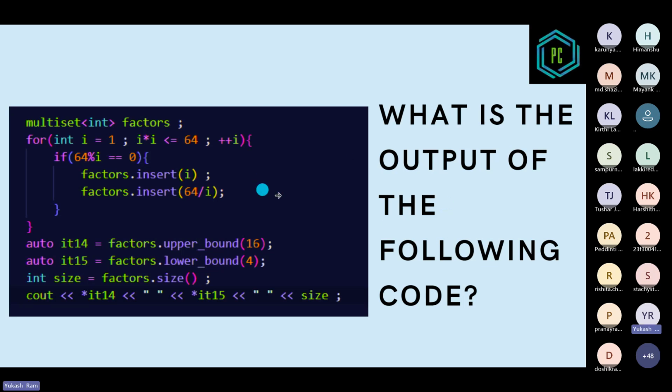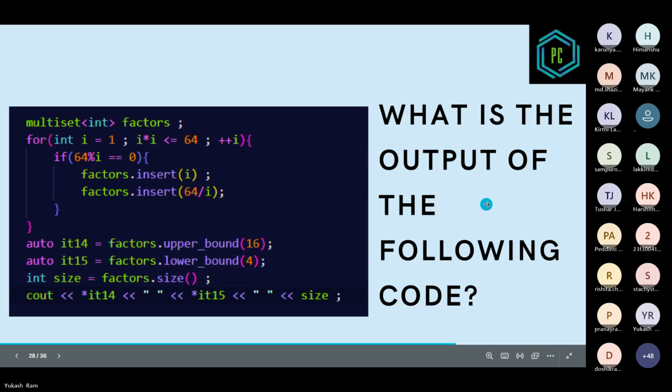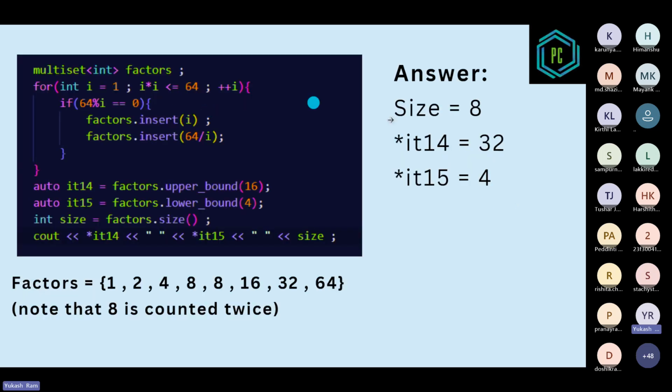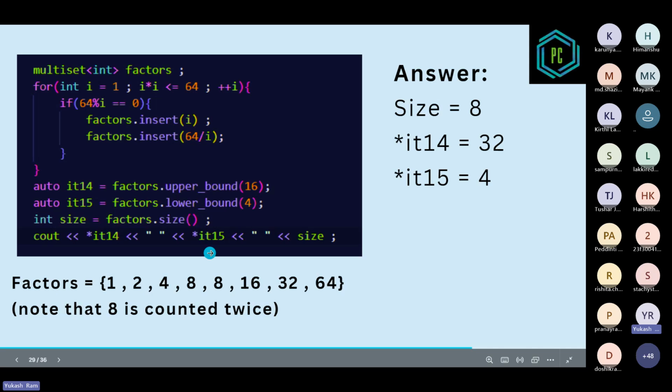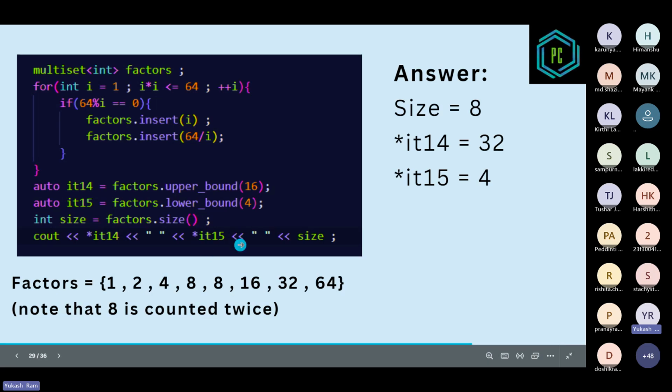Okay, fine. I'll move on. So this will be the answer. This is the multiset. Note that i and 64 by i is being put. This is just a very common way to get all the factors of 64. So these are the factors of 64. Note that 8 will be inserted twice whenever i equal to 8 happens. So it will be inserted twice. And since it's a multiset, it doesn't store only the unique values. It also counts the duplicate values. So that's why the size will be 8.